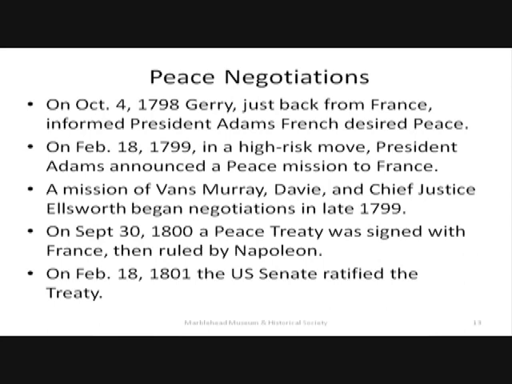So a second mission was made up of three people, which, other than the Chief Justice, none of which you would know, and they began negotiations in 1799. It took a very long time, almost nine months, between the time Adams announced this and the time that they actually issued the instructions and sent the men over.